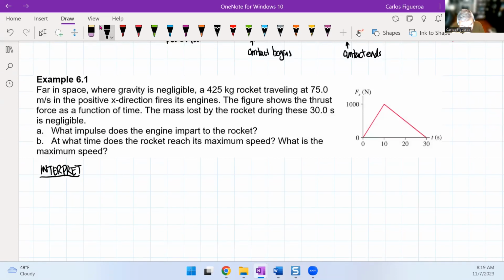What we saw here is that in space, the thrust of the engines went off. The thrust curve is this force versus time curve over here on the right. So they wanted us to calculate what the impulse was.